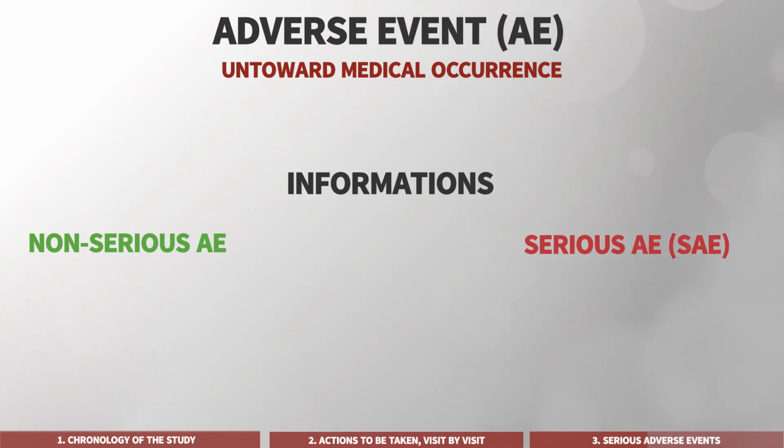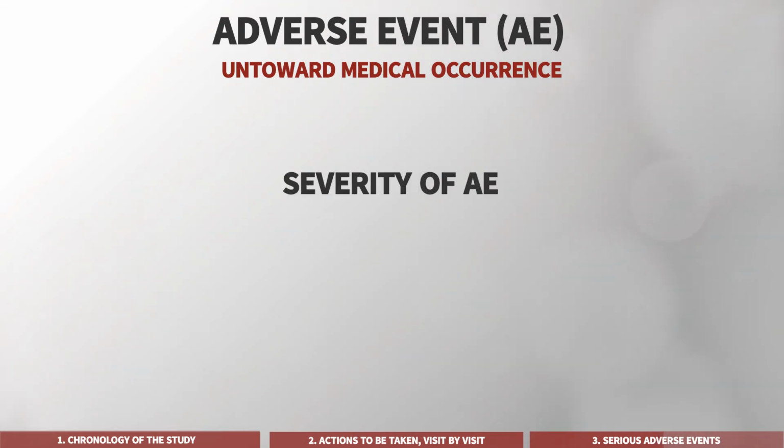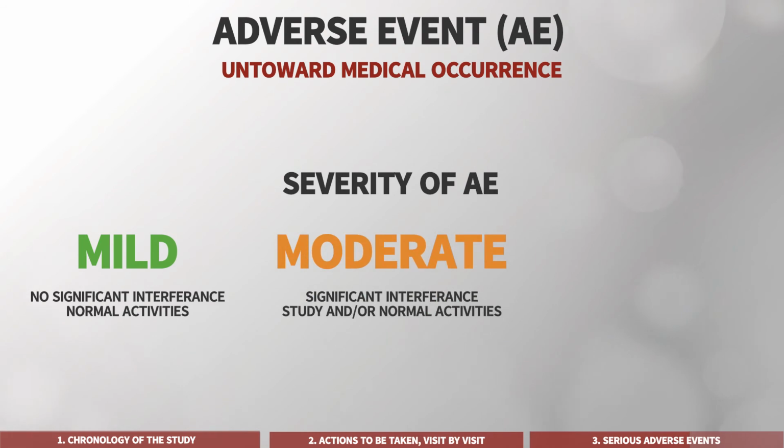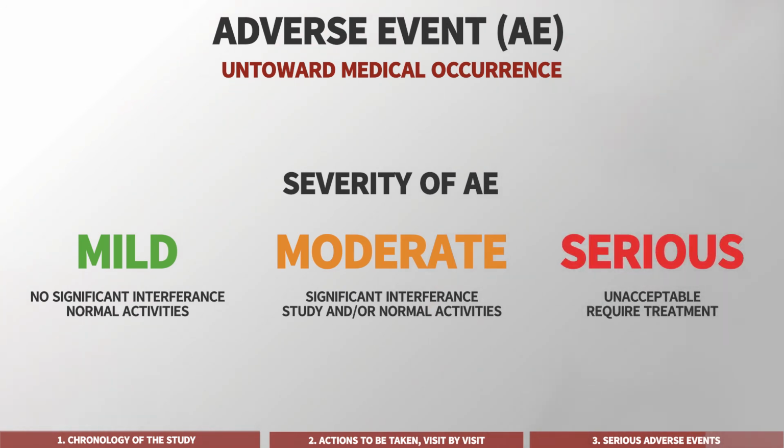All serious adverse events have to be recorded on the SAE report form. Severity of all adverse events will be graded as follows. Mild: no significant interference with normal activities, acceptable, disappeared without residual effect. Moderate: significant interference with study and or normal daily activities. Serious: considered as unacceptable by the physician, or required treatment, or required discontinuation from the study.